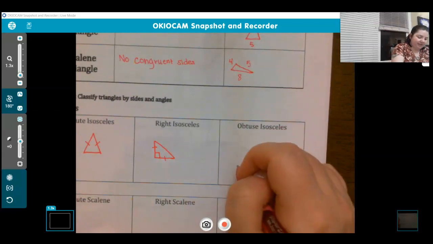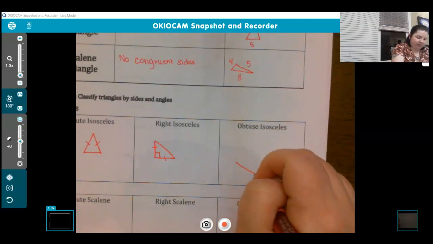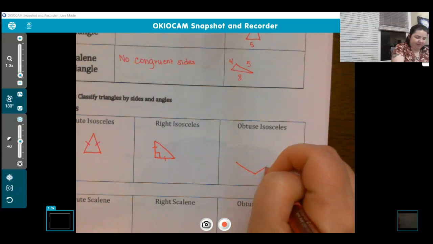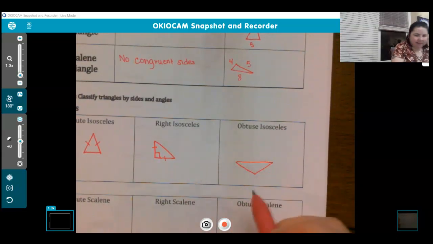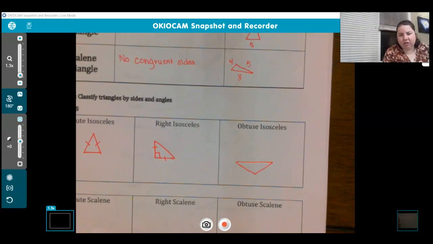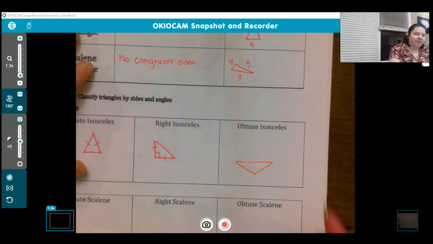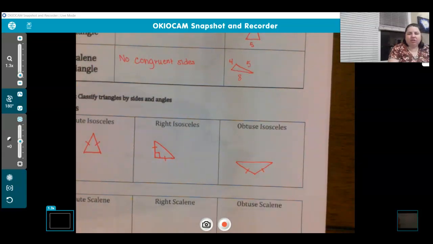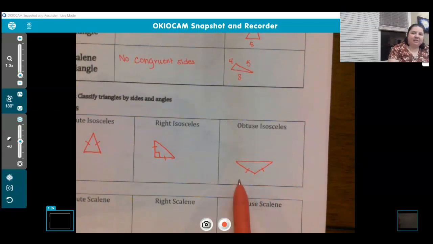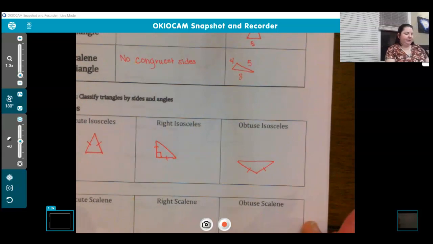An obtuse isosceles, so again, I'm going to try to make these the same length and give this a nice obtuse angle. And if you are asked to draw these, just know it doesn't have to be perfect. What I'm going to look for is your marking. So in this case, this is an obtuse angle. I have my tick marks that show me that these two sides are congruent, making it an isosceles triangle.